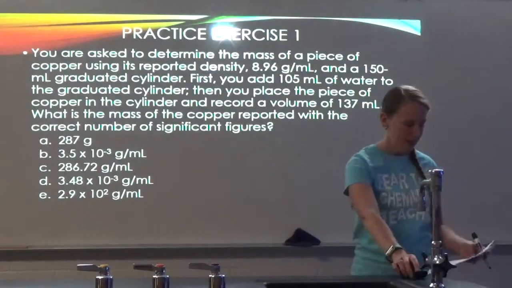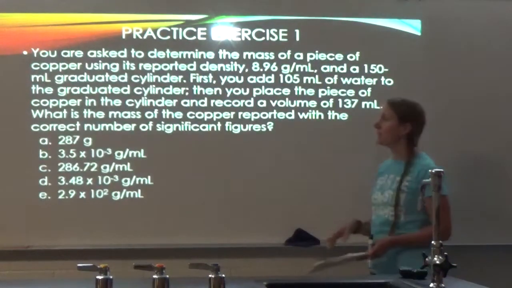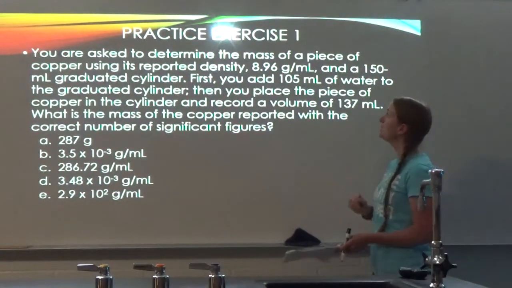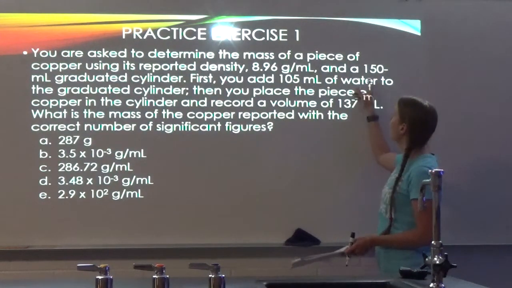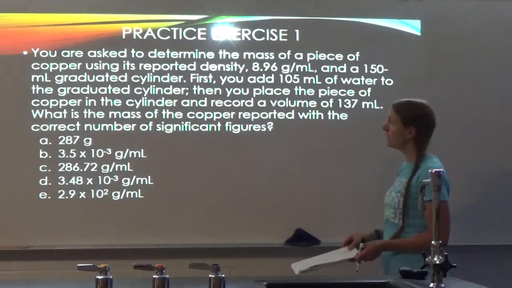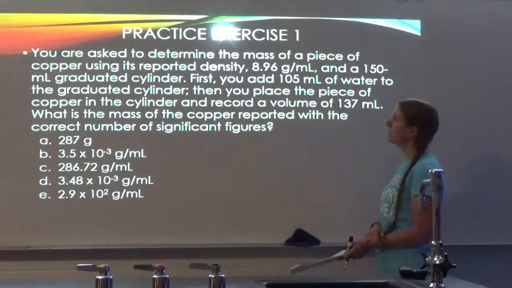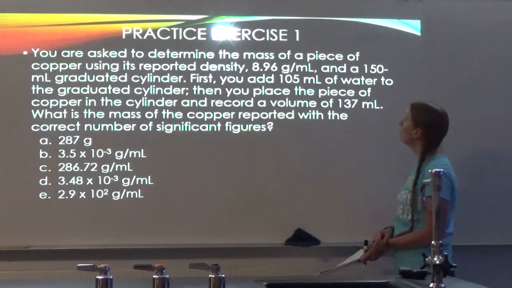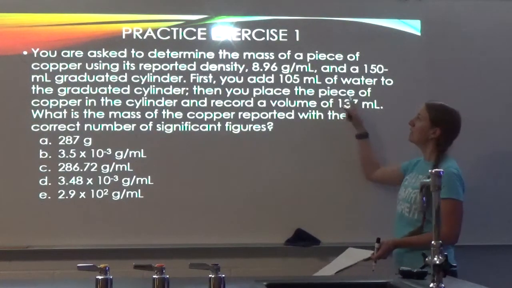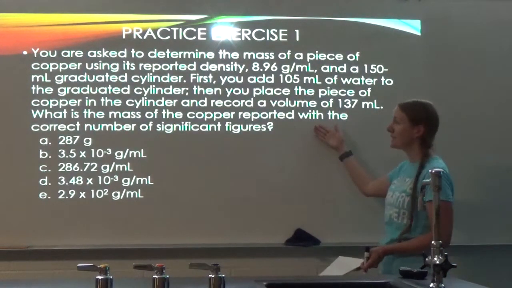All right, so again, if you haven't been pausing these to try any of these on your own, please make sure you try some of these. All right, so you are asked to determine the mass of a piece of copper using its reported density of 8.96 grams per milliliter and a 150 milliliter graduated cylinder. First, you add 105 milliliters of water to the graduated cylinder. Then you place the piece of copper in the cylinder and record the volume of 137 milliliters. So I can already tell I'm going to need to subtract to get the volume of the copper. What is the mass of the copper?